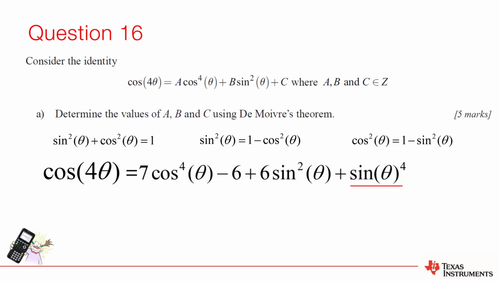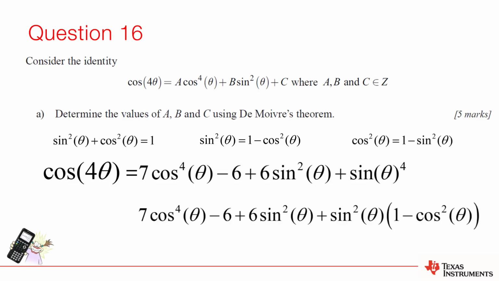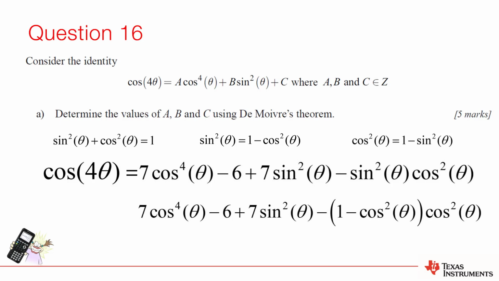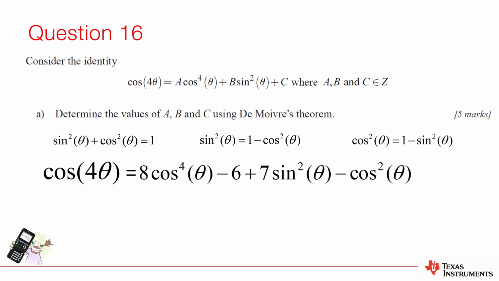We can consider this as sine squared times 1 minus cos squared. Again, that fixes another part of the problem, but creates another. Now we have a cos squared sine squared component. Again, focusing back to where we're targeting, we can swap out the sine squared for 1 minus cos squared. Now we're left with one final section, a cos squared, which we can easily replace with 1 minus sine squared.